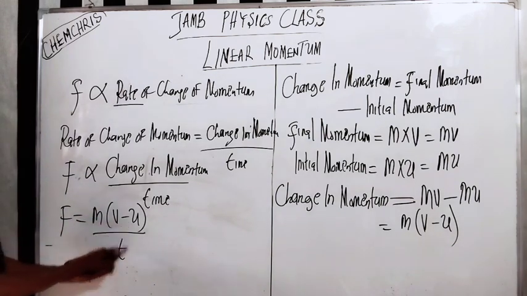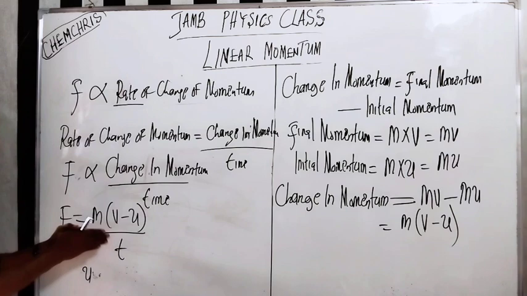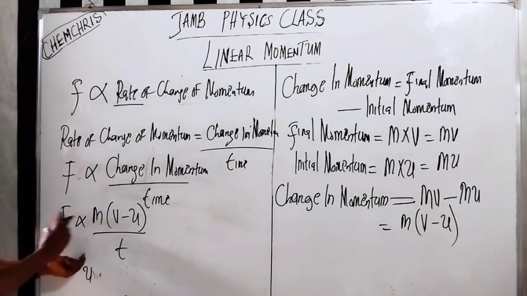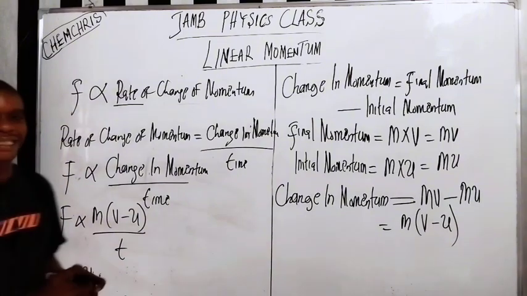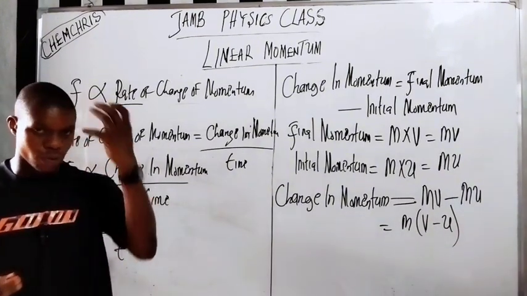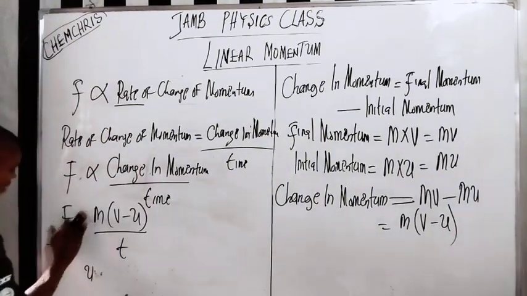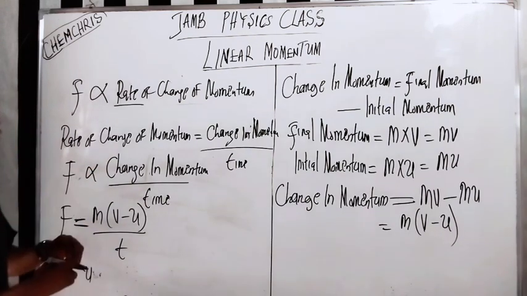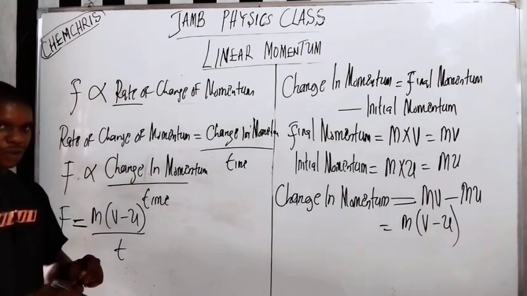M (V minus U) over T. So this is now the expression here. Remember, it is inversely related here. But if you remove it, we assume that the constant is 1. So it is set out as F equals, right there. Can you see that? So this is now the second law of motion.